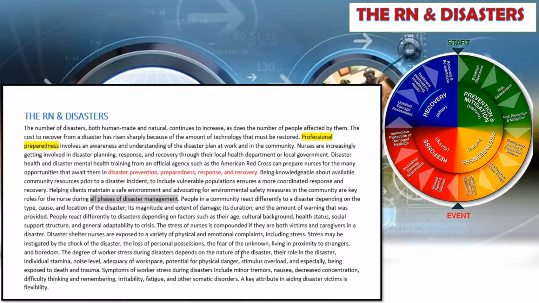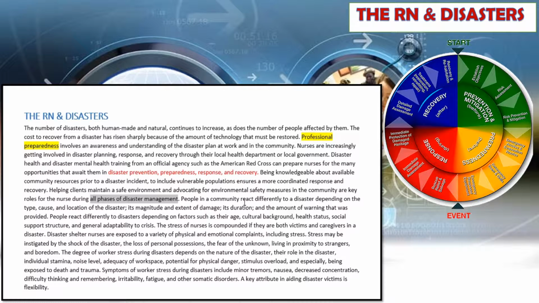Okay, another thing I want to stress is that people in the community will react differently to a disaster depending on the type of disaster, the cause of the disaster, the location of the disaster, and the magnitude and extent of the damage. Okay, we also want to know how long the disaster is going to last. People get tired, and the amount of warning that was provided prior to it also plays into that. Other ways people act differently to disaster is going to be based on their age, their cultural background, their health status, their social support structure, and general adaptability to crisis.